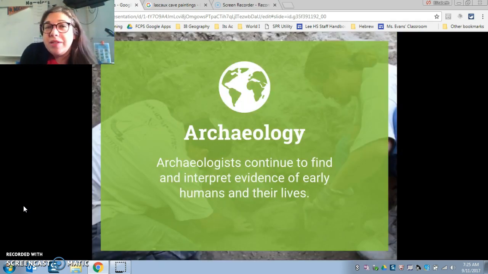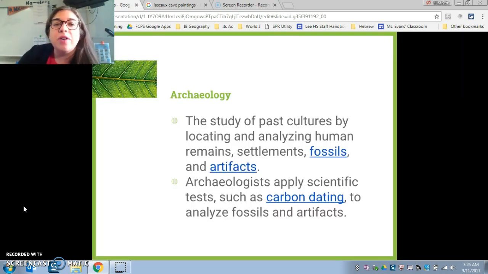How do we study this time period without any writing? Archaeology is the science of using artifacts to interpret the past. So archaeologists find artifacts and fossils and other remains from human settlements in order to interpret the lives of past people. One way that archaeologists use scientific techniques to understand the past is through carbon dating. So this is a scientific process where you take an artifact to a lab and you measure the degradation, how much the carbon in that object has broken down, and that tells archaeologists how old that artifact is. And this is a technique that has been used to date many ancient artifacts.